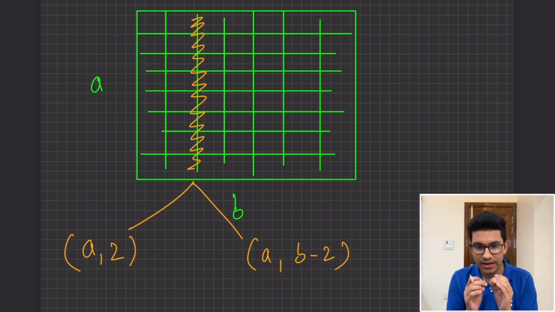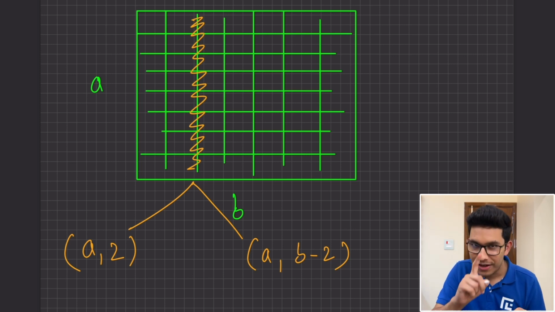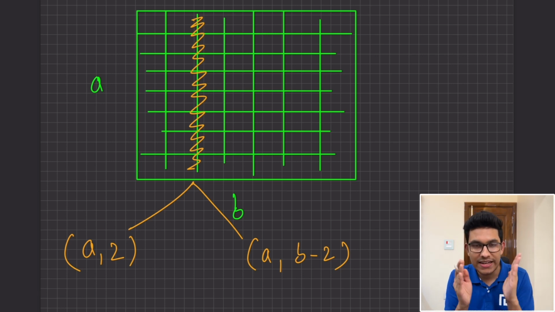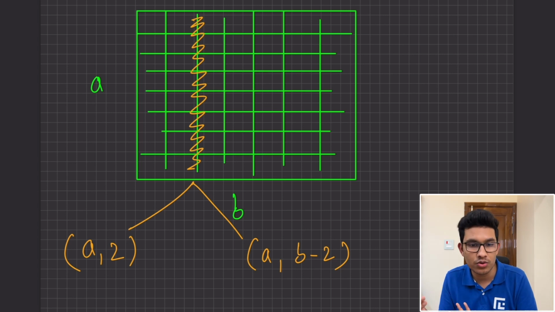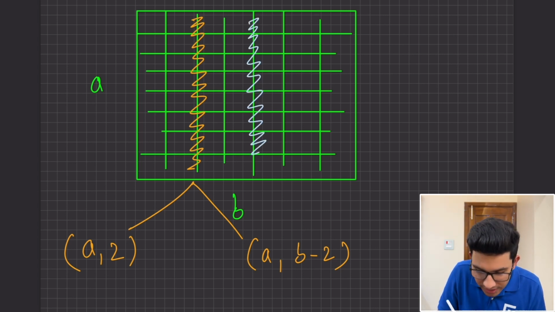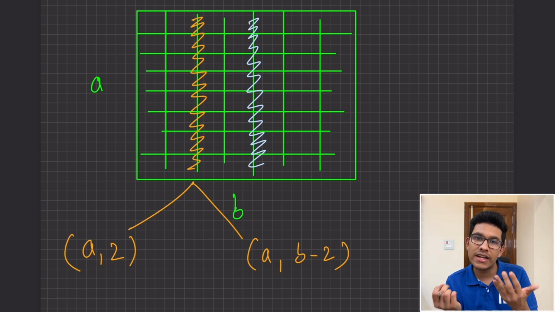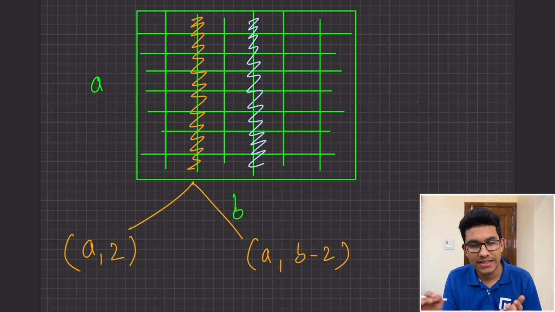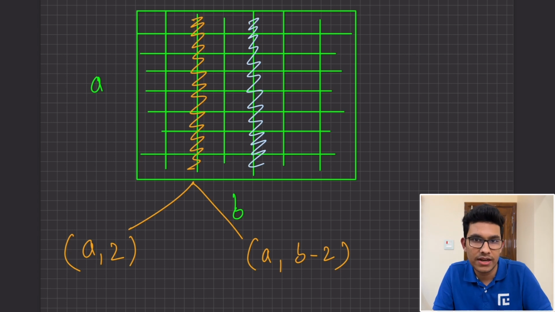If we have an A cross B grid and we just try out all the possible ways, we are making one cut and splitting the entire rectangle into 2 parts, correct? One of them is A cross 2 here and the other one is A cross B minus 2. Similarly, if you would have made a cut here, this would have resulted in 2 different rectangles. Now here we're just talking about vertical cuts. You could also make horizontal cuts. That would result in completely different rectangles, right?